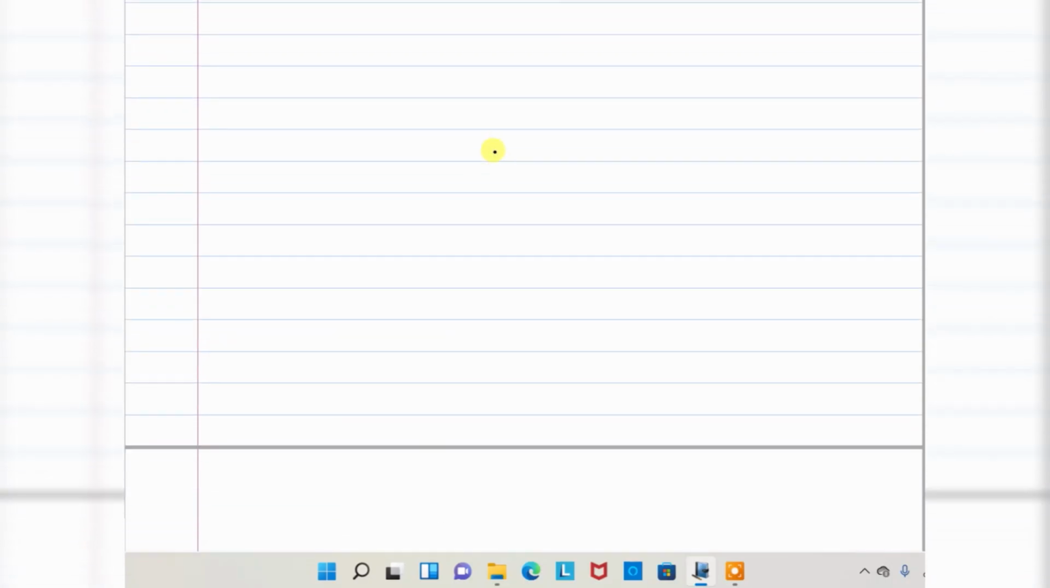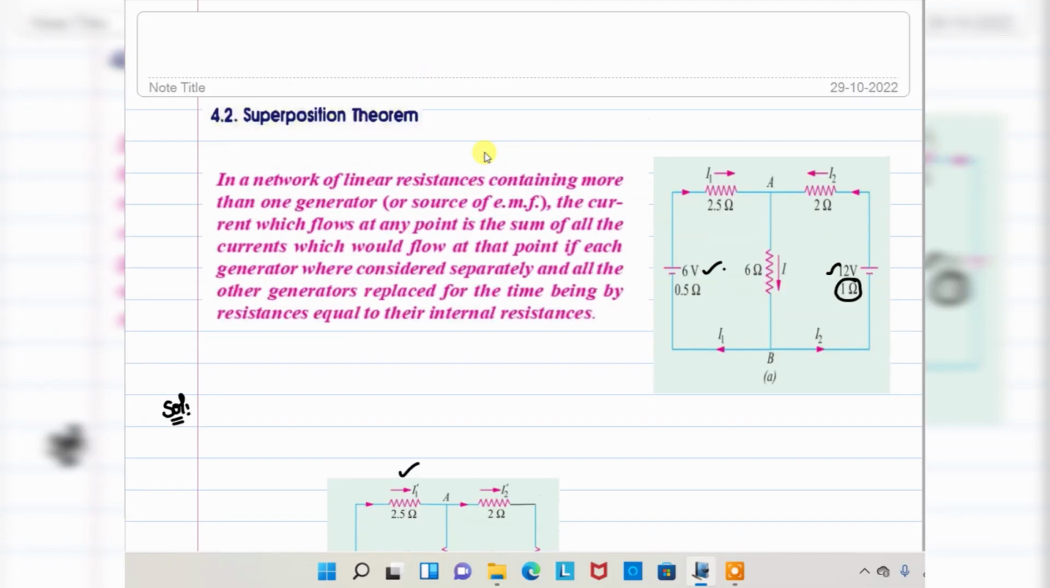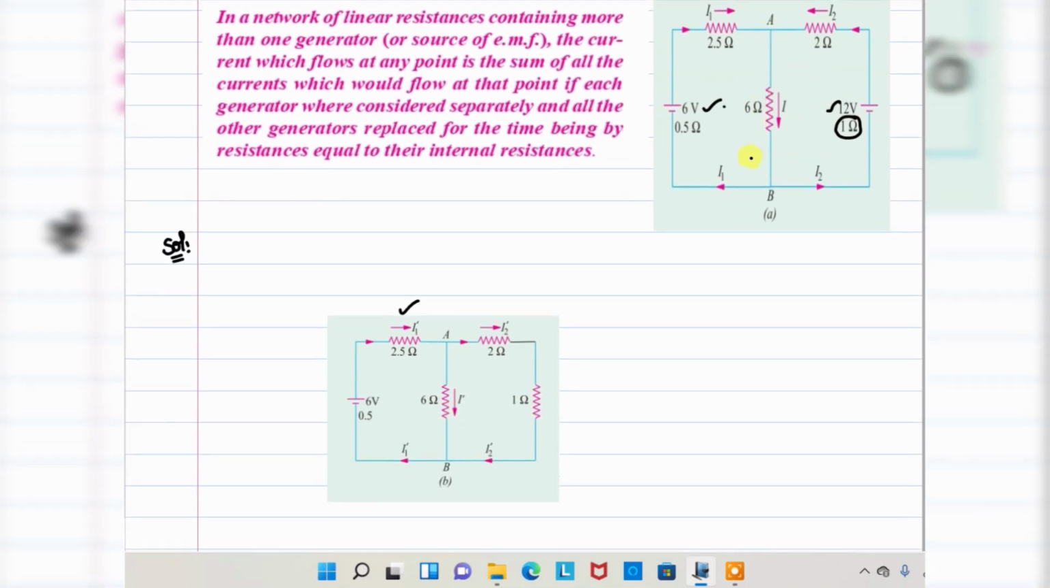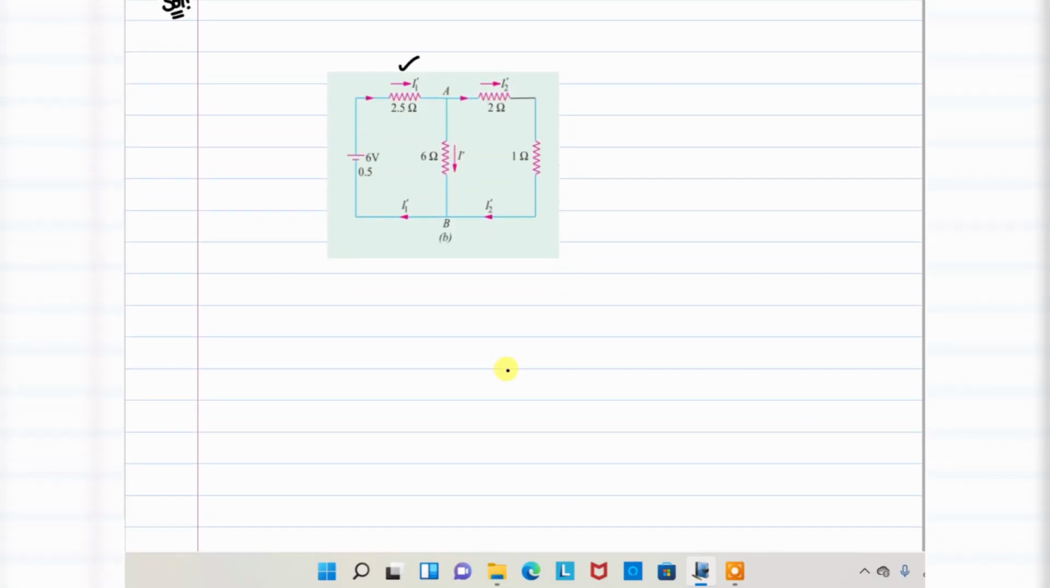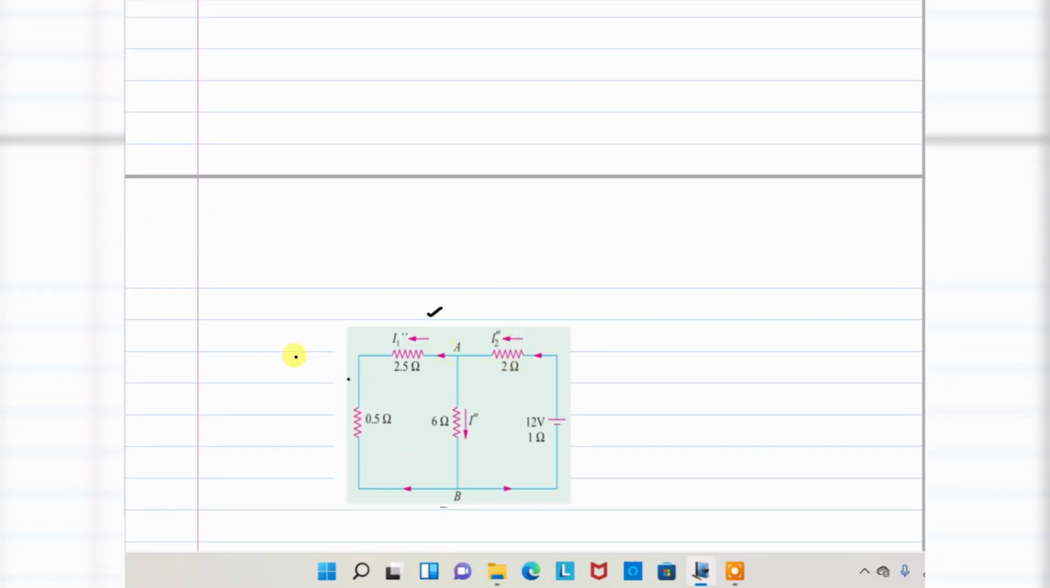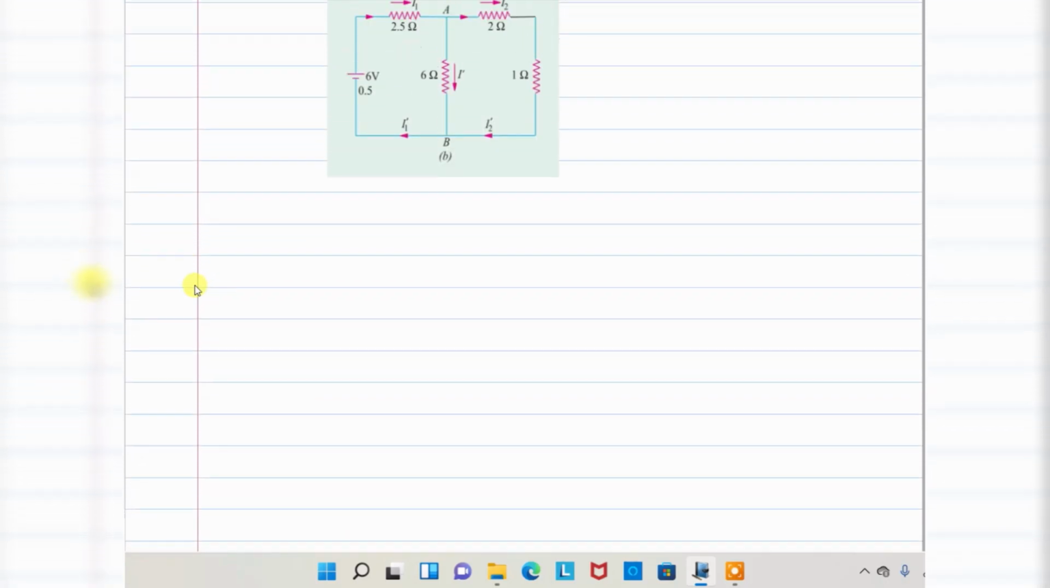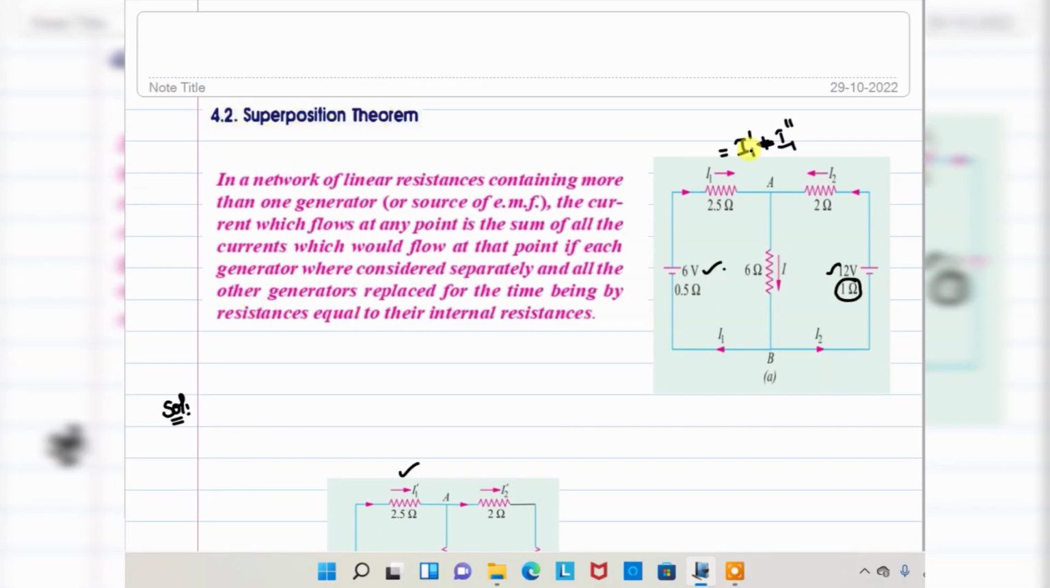The summation of the responses of each case is equal to the total current, that is, the response of that particular current. For example, I1 is the sum of I1 prime plus I1 double prime, or minus I1 double prime, based on the current directions. This is a forward direction, right? This is the opposite direction. So both are opposite to each other. That way the total current will be I1 prime minus I1 double prime.